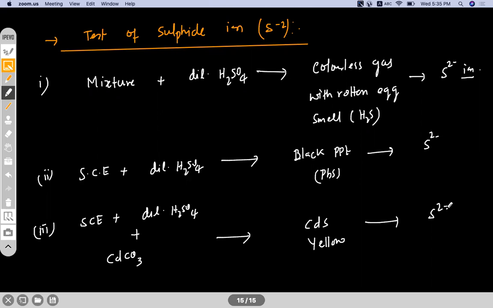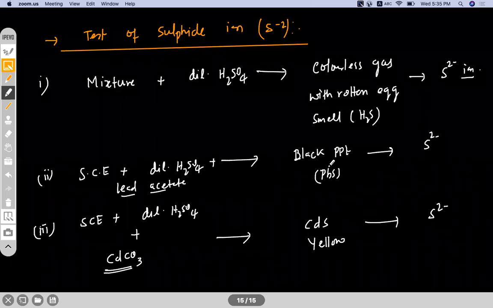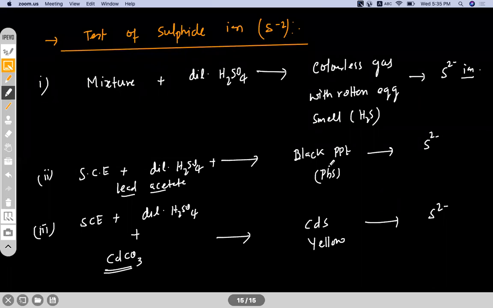So where is that Pb coming from? What? Cd? No, sir, the Pb in the second reaction. Achcha, here, lead acetate solution. We also add lead acetate along with this. Here we are adding CdCO3, here we are adding lead acetate solution, and then this forms.